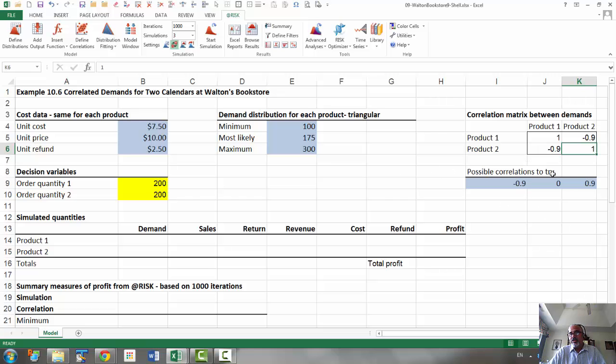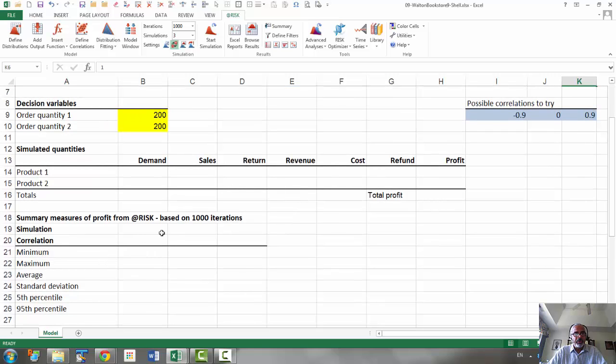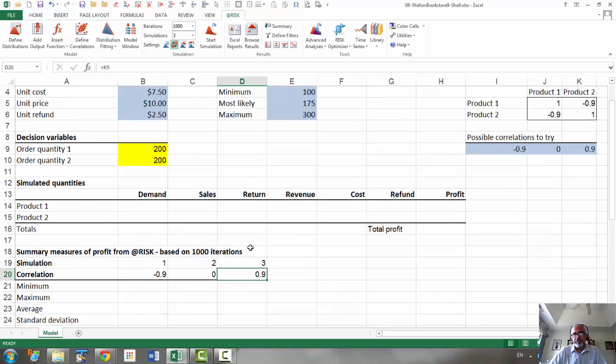So now we have 3 different simulations that we're going to run: simulation 1, 2 and 3, and the correlations of these 3 simulations are those. Here the demands are correlated in the opposite fashion. Here it is completely independent, and here the correlations are in the same direction. If one demand goes up, the other demand also will go up.